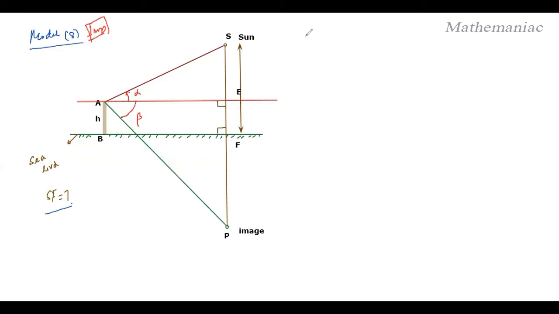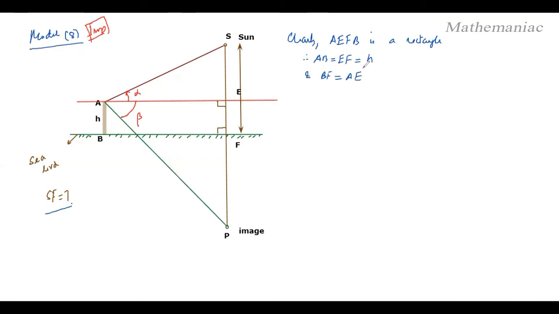See here, my target is to find SF, but out of that, EF is already known to us. So clearly, I'm writing that AEFB is a rectangle. Therefore, I can say AB equals EF equals H, and BF equals AE, they're equal. So to find the height of the sun, all that I need to find is only SE. We have to find only SE.